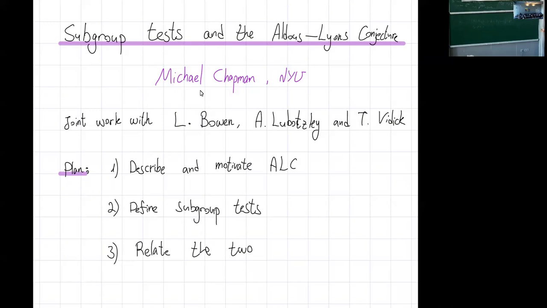Then I'm going to define subgroup tests, which you should think of as our analog of non-local games. These are combinatorial objects that define an interactive proof system, and I'll explain exactly how. And at the end, I'll relate the two, and this relation will resolve the Aldous-Lyons conjecture.